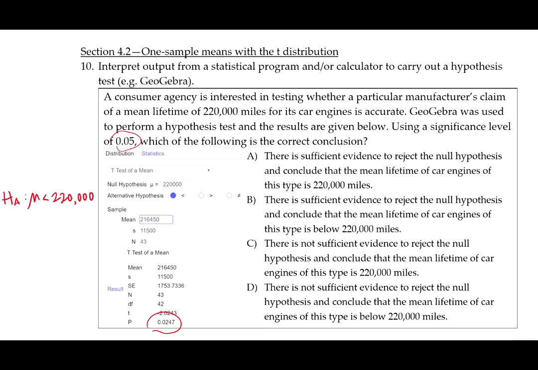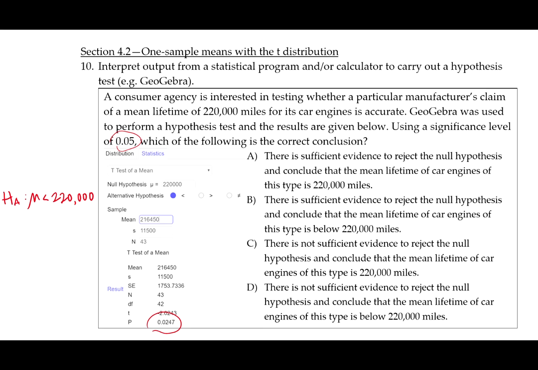So therefore, since our p-value is lower than our alpha, we will reject the null hypothesis, and we will say that there is sufficient evidence to conclude that this alternative hypothesis we've written is correct. So let's look at these conclusions. We already know that there is going to be sufficient evidence to conclude the alternative hypothesis is true, so we can eliminate answers C and D.